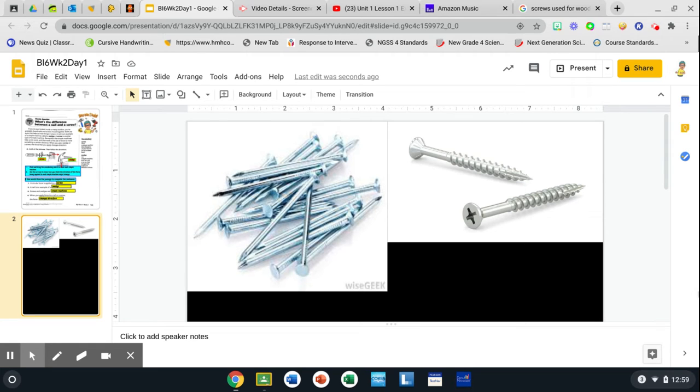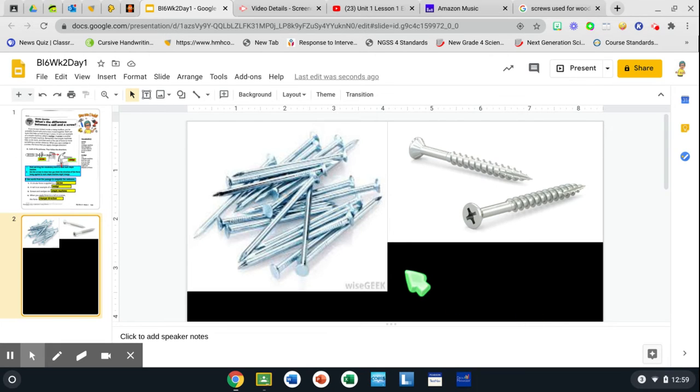Hello, guys. So we have moved on to week 2 of our Big Ideas 6, which is all about people inventing machines to make work easier. This week, our big question is, what's the difference between a nail and a screw?